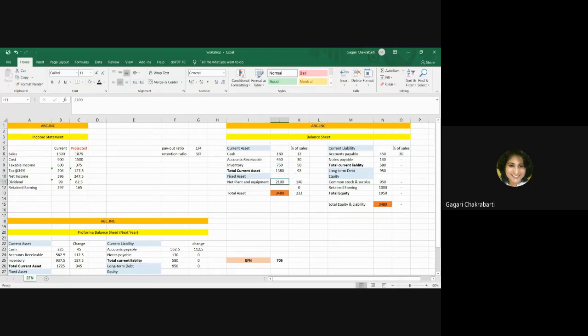Within the fixed asset, once again, we are assuming that there is no intangible asset or any other complication, so that we have net plant and equipment only.